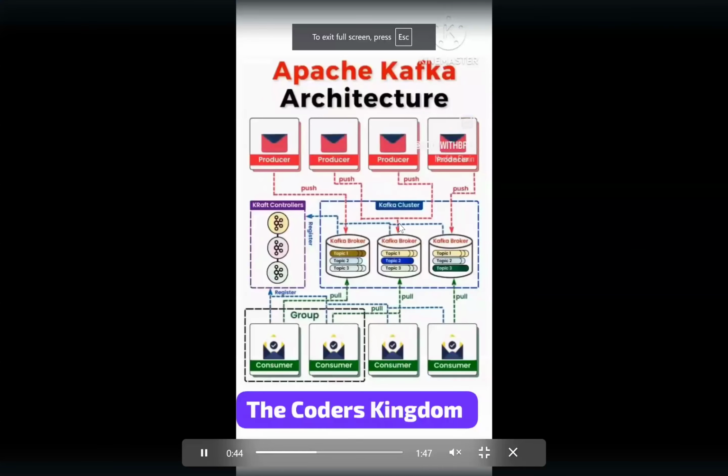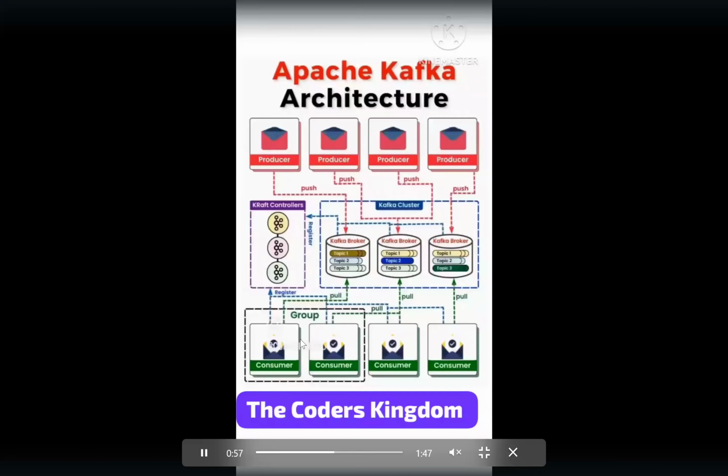See the Raft controllers. All the Kafka brokers, that blue line, will be sending data to the Kafka Raft controllers. And the consumers will be receiving data mainly from the Raft controllers only. Clear, right?